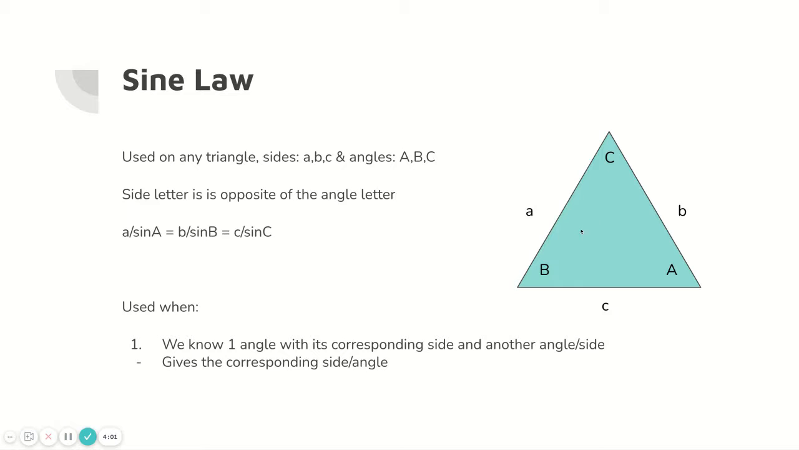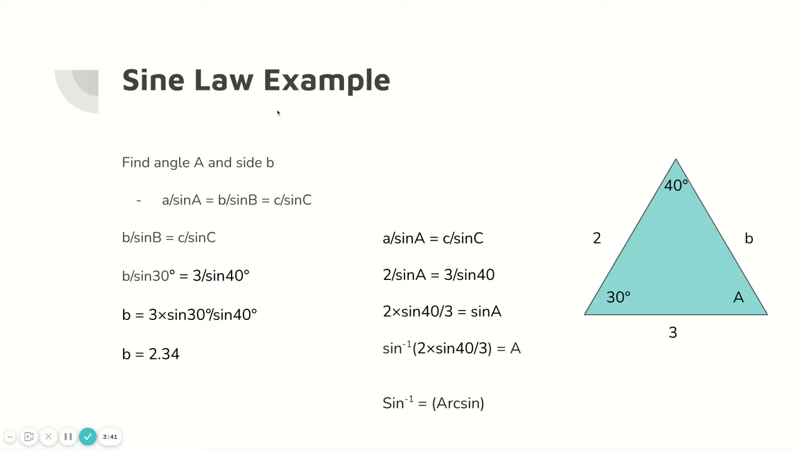And then we either know another angle, let's say B, or another side, which is b, and then we can use this law to find, let's say, if we know the side a, angle A, and we also know side b, then we can find angle B with this. So how do we do this? We're going to find angle A and side b.